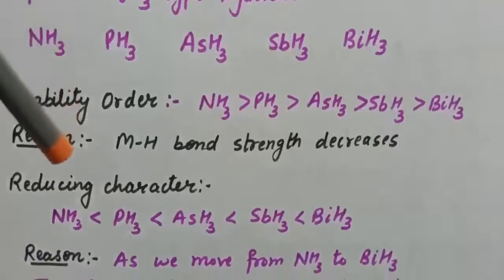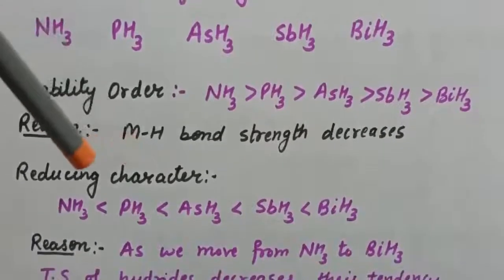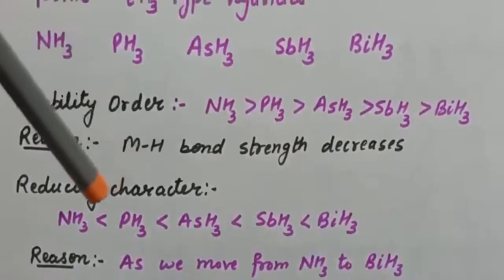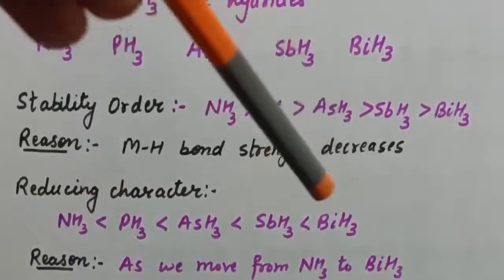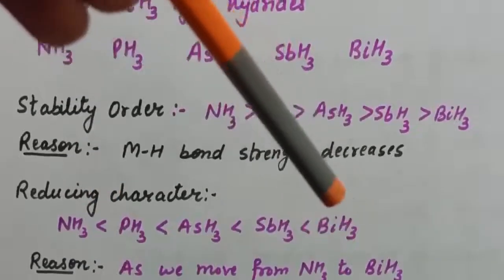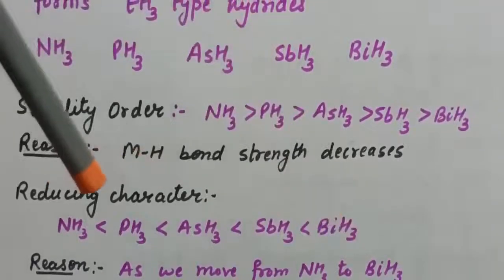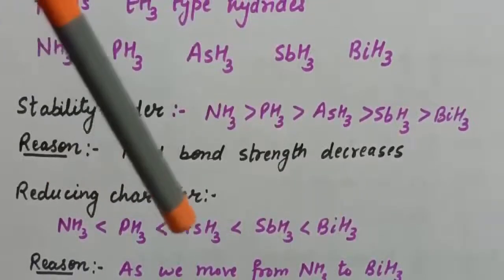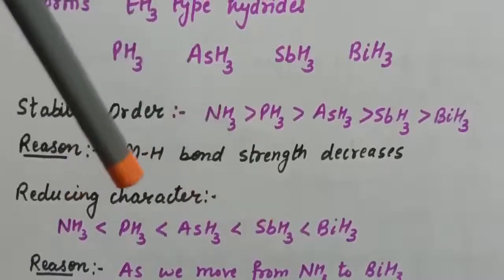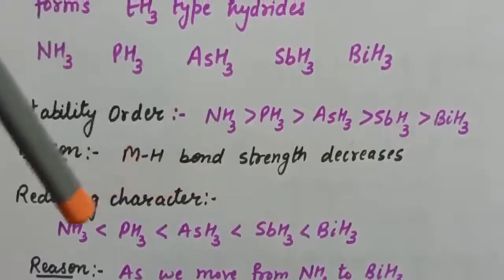Next property is reducing character. If we compare the reducing character of these hydrides, BiH3 has the most reducing character. Now, how will we define the reducing character in case of these hydrides? Reducing character means loss of hydrogen.